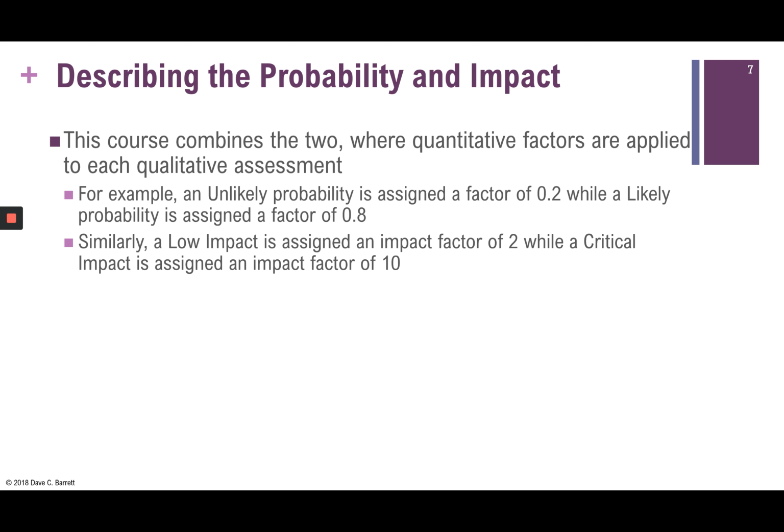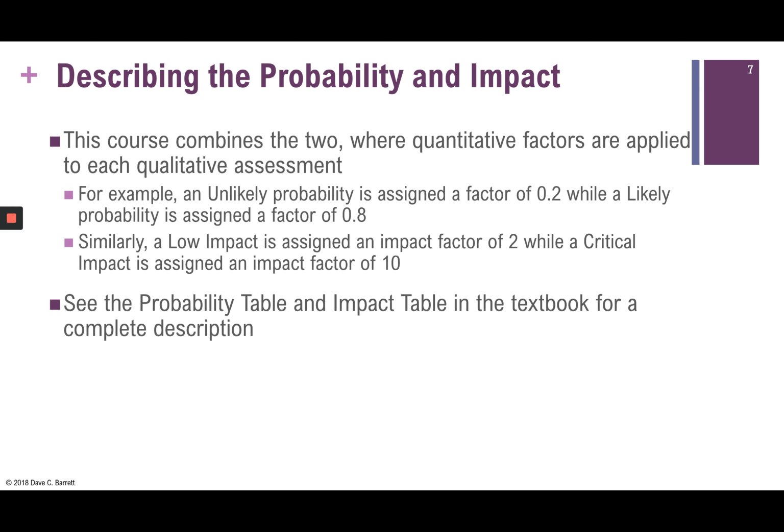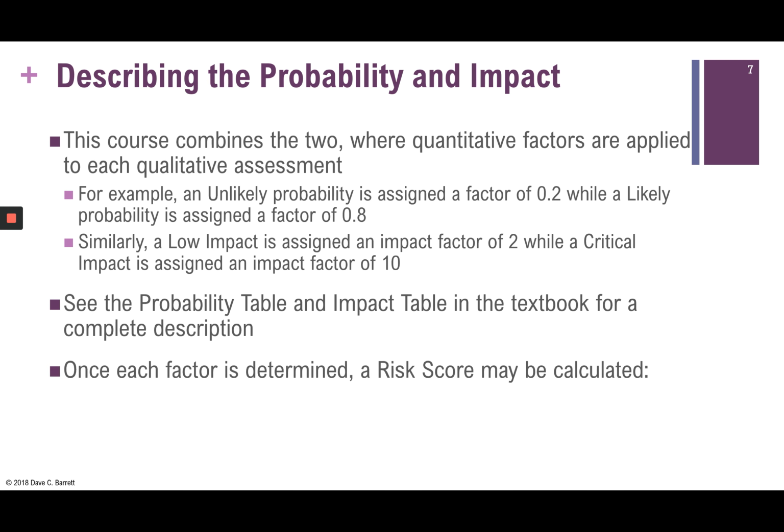Similarly, there is an impact table on page 108 where the different impact descriptions are critical, severe, moderate, and low. Those are the 4 different choices, and each one of them gets an impact factor assigned to it. For example, a low impact is assigned an impact factor of 2, while a critical impact is assigned an impact factor of 10. And again, if you look at the table on page 108, you'll see why those numbers are being selected. So again, see the probability table and impact table in the textbook for a complete description.